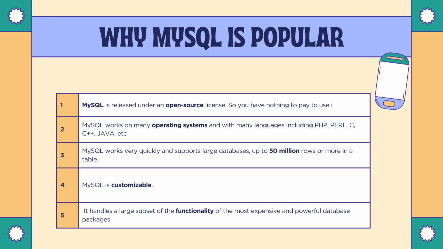MySQL is customizable, as the Android operating system is customizable. If you buy Android mobiles from different companies, you will see the OS looks different, but the OS is the same, Android. Why does it look different? Because the companies customized it according to their needs. So here also MySQL can be customized by the programmer according to their need. It handles a large subset of functionality. There are many functions which make our database work easier.